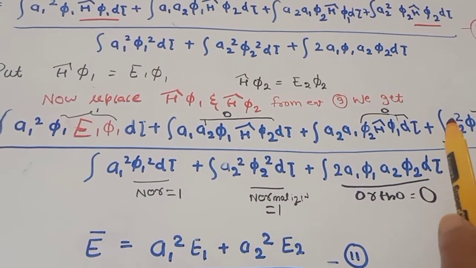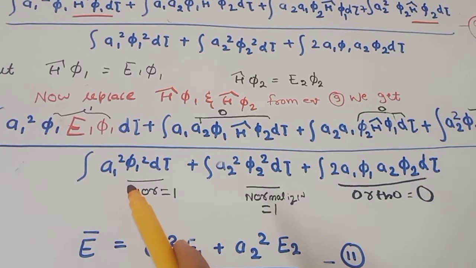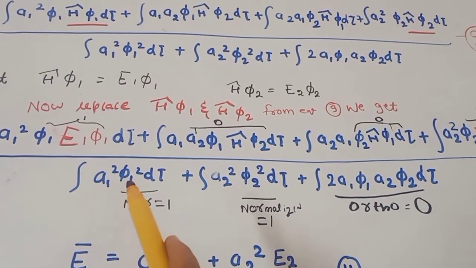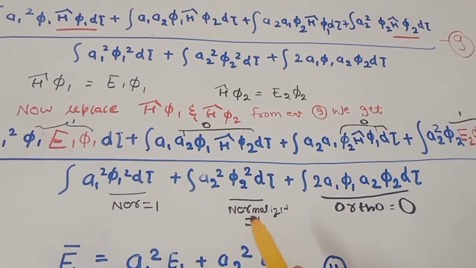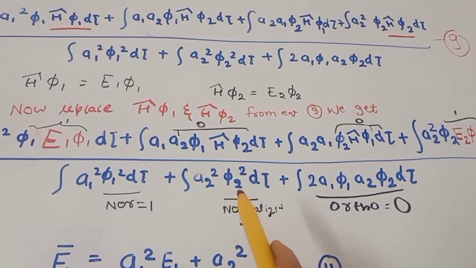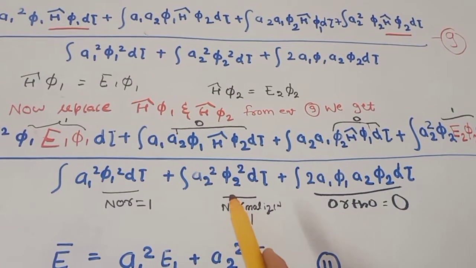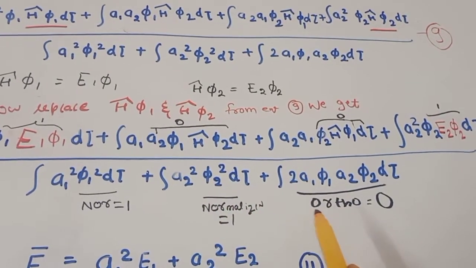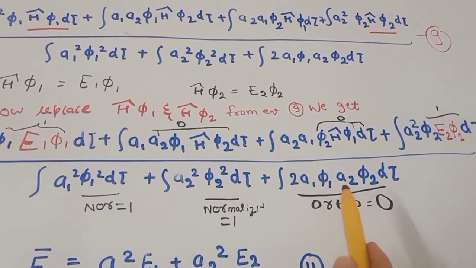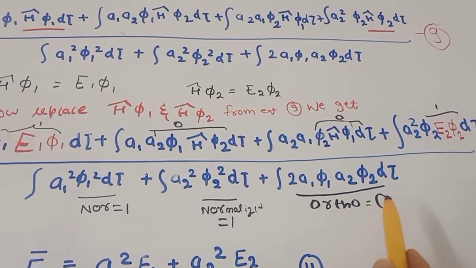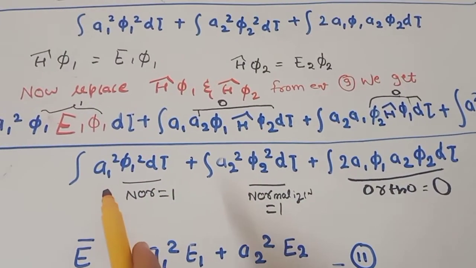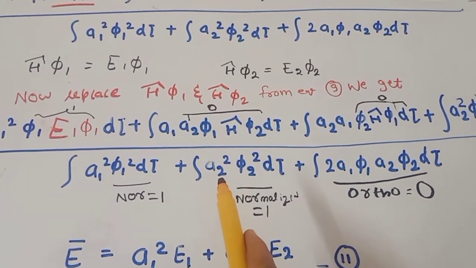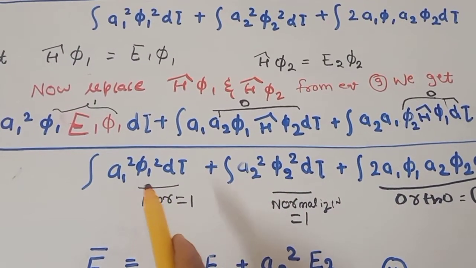So just to put this value, and in the same manner the denominator also we will see. When it is the same, phi 1 square d tau, it is our normalized condition. When it is phi 2 square, same phi's, it is normalized, so we will put 1 in place of this whole term. Similarly when it is different, phi 1 phi 2, we will put 0, so the whole term will be 0, so this term will vanish, and what will be left is only a1 square, and here you will have only a2 square, the other term will become our 1.